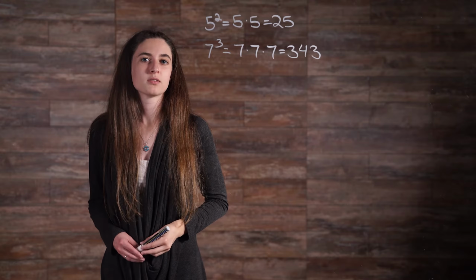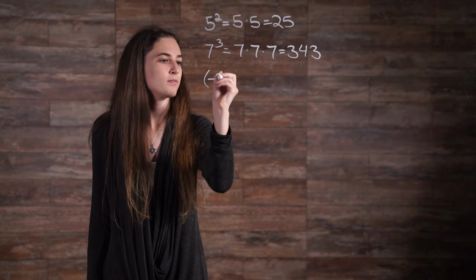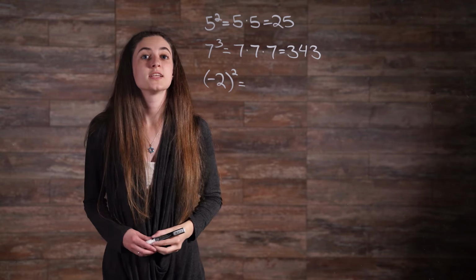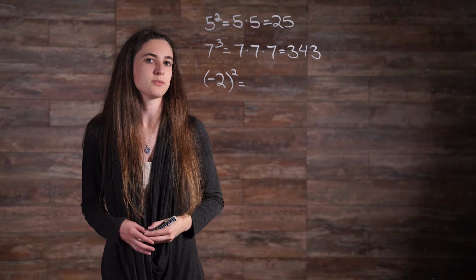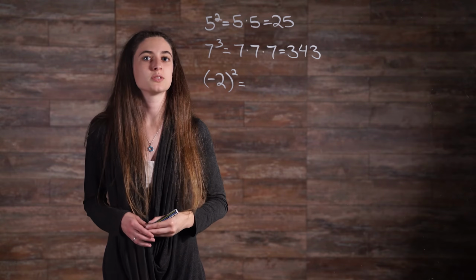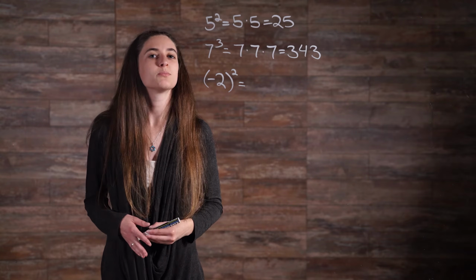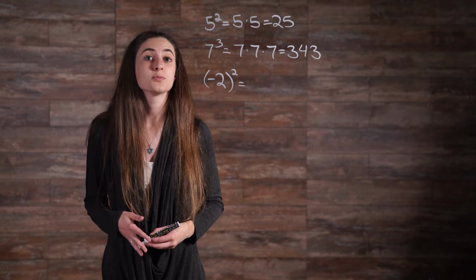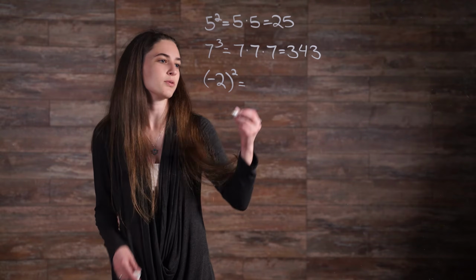Let's try another one, but this one will look a little different. (-2) squared. It is important to point out that parentheses are being used with this example to define the base. -2 is being raised to the second power. The interpretation is the same. Simply multiply -2 by itself twice. Multiplying two negative numbers using parentheses results in a positive value.